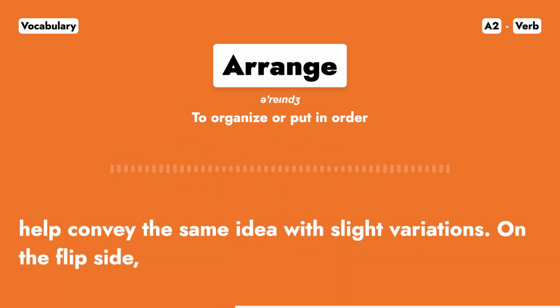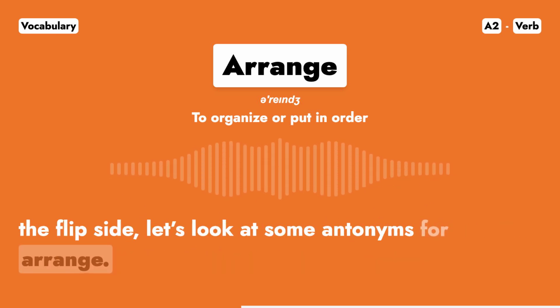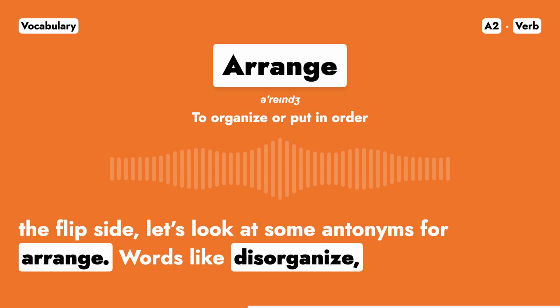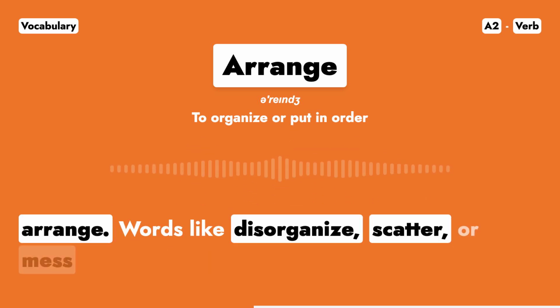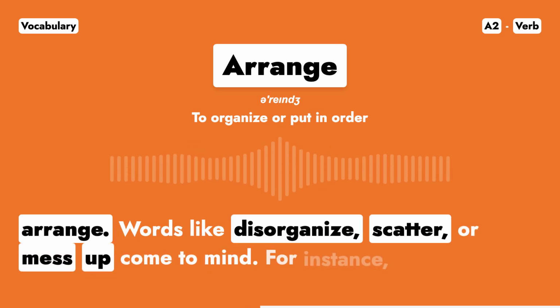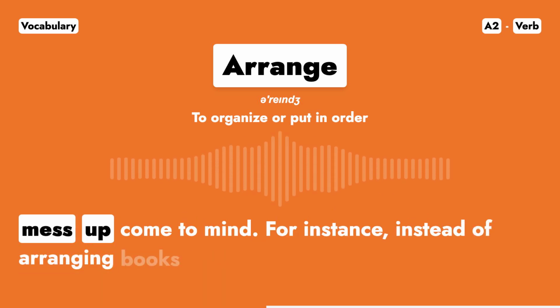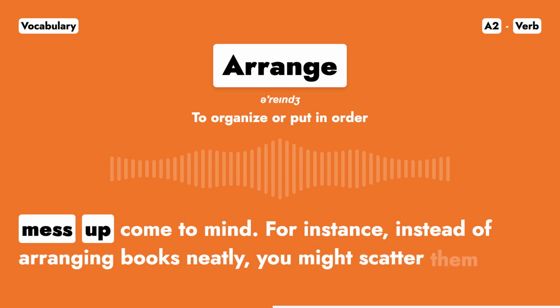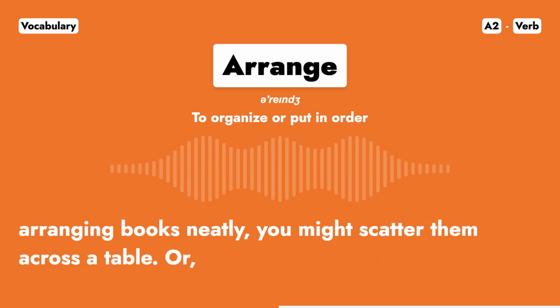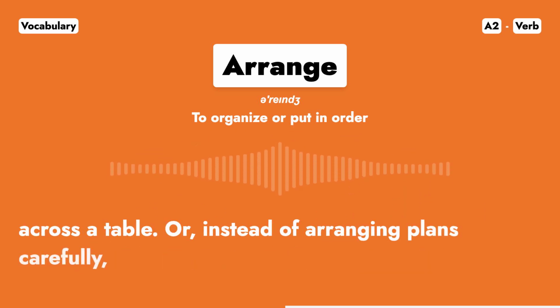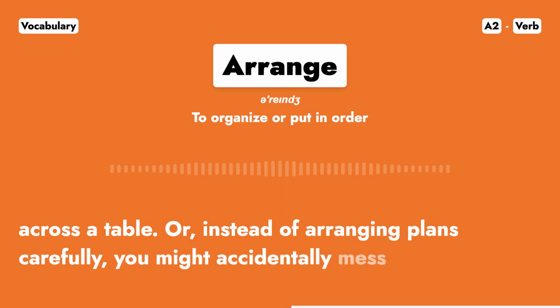On the flip side, let's look at some antonyms for arrange. Words like disorganize, scatter, or mess up come to mind. For instance, instead of arranging books neatly, you might scatter them across a table. Or, instead of arranging plans carefully, you might accidentally mess them up.